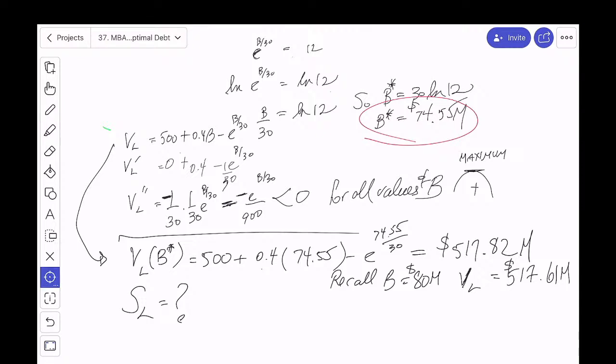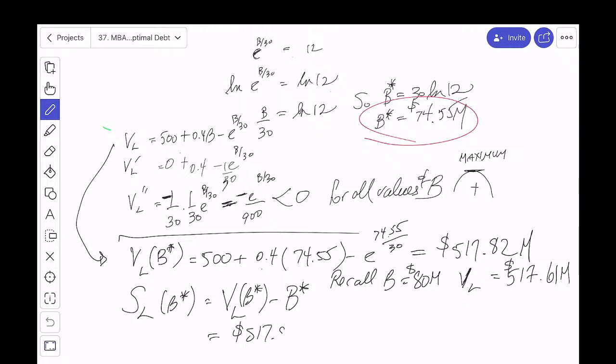And I'm going to put that at B star. So now you would take the value of the firm at B star minus B star, and that will give you the answer. So it's 517.82 minus B star, which is 74.55. And you can get the value of equity. I have all the decimals in the solutions, but for this, the value of outstanding stock is 443.27.